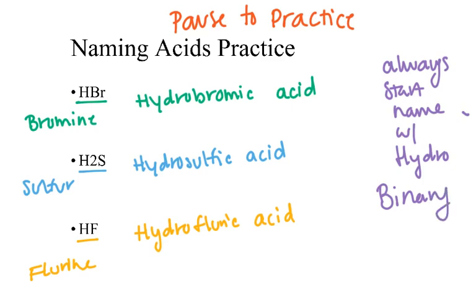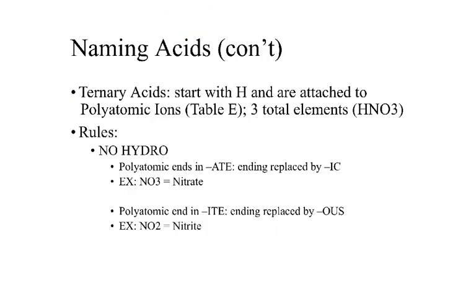Because next we're going to talk about ternary acids. A ternary means 3. So they always start with a hydrogen and they are attached to a polyatomic ion. Remember table E in your reference table. So there's a total of 3 elements in here. Now when we're naming these, we're not using hydro, so no hydro, all right? If you remember from our polyatomic ions on table E, some of them end in ate, and some of them end in ite. So we name them a little bit differently depending on their ending.